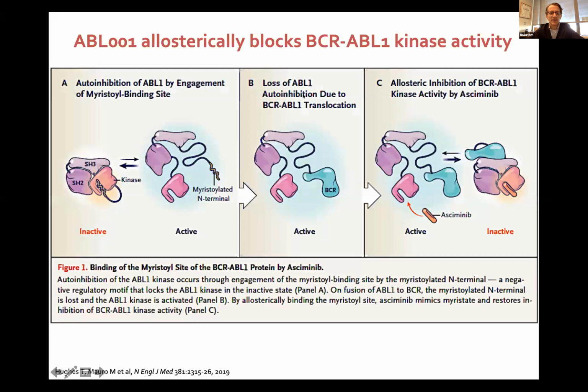Again, the concept here is that with formation of BCR-ABL or the BCR-ABL fusion, there's loss of the normal N-terminal myristoyl site. And by restoring that with binding of asciminib, you again gain favorable conformation for BCR-ABL and allow it to return to an inactive state and allow it to become regulated once again. So this mechanism is unique to this drug, and again complementary to the ATP binding pocket specific drugs.